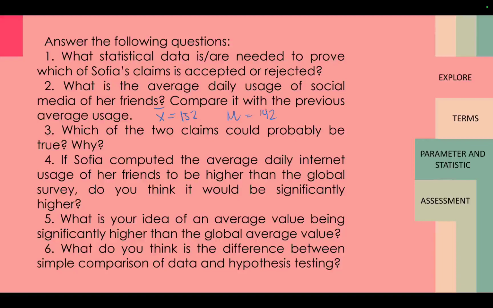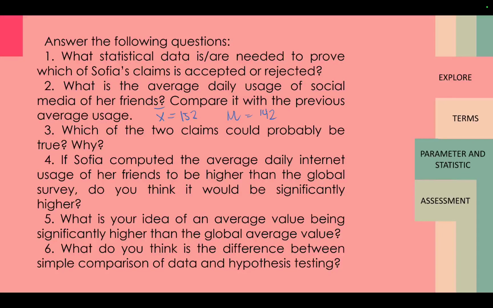So if Sophia is somewhat addicted or likes social media, probably her friends or the people around her could have the same characteristics. If Sophia computed the average daily internet usage of her friends to be higher than the global survey, do you think it would be significantly higher? So it is higher figuratively, but the question is, would it be significantly higher? Would that 10 minutes be significant to say that it is really higher? Whether it is really different, let's answer that later on.